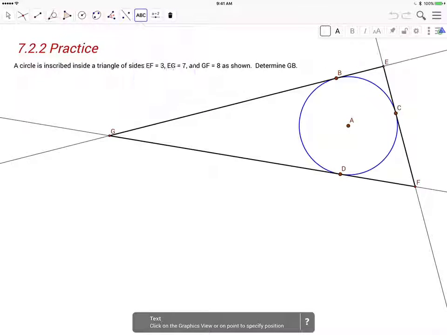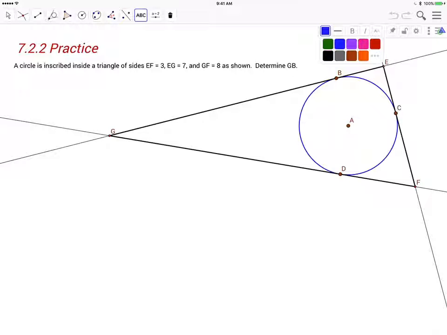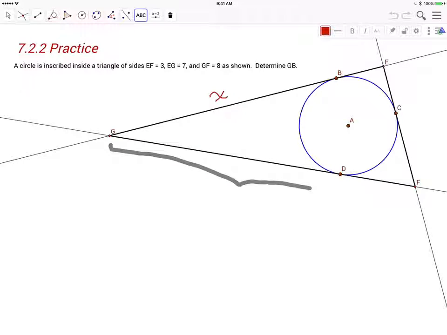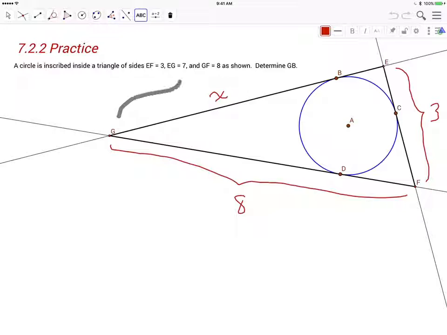One of the things that I'm going to do right away is label. So I'm going to label some different things. Here we go in red. I'm going to label GB, which is X, because that's what I'm looking for. And I'm going to do some things around the side. So let's establish that GF is 8. EF is 3. And GE, or EG, is 7.